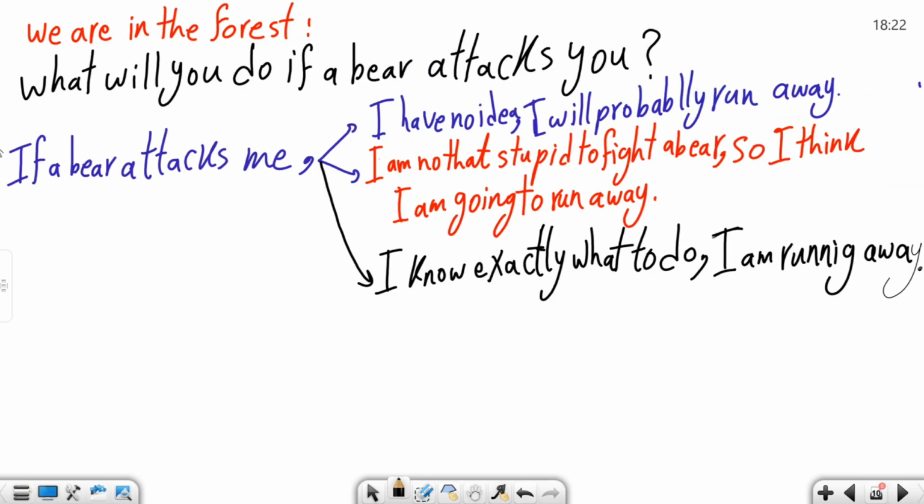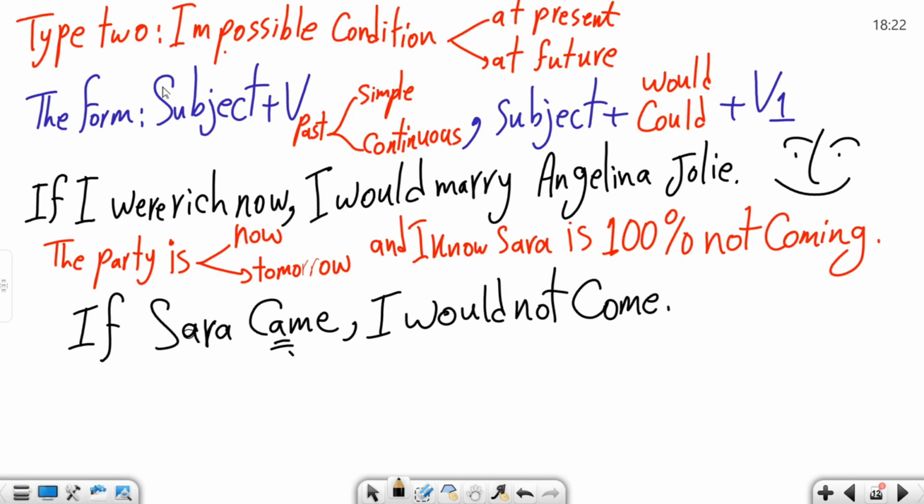Then we talked about type 2, and we said that type 2 is used to talk about impossible conditions at present and in the future. We said that here there is something that some people could get confused about, which is using past simple and past continuous to represent future and present. And we said that this is normal in a lot of Eastern languages, like Arabic, like Turkish, and others. And generally we use would in the main clause.